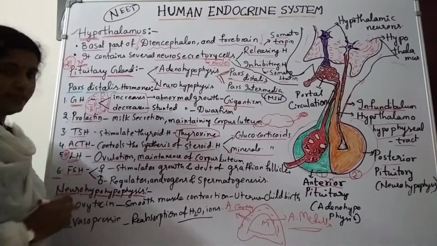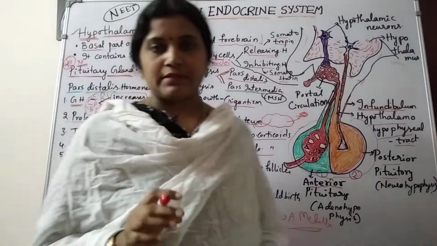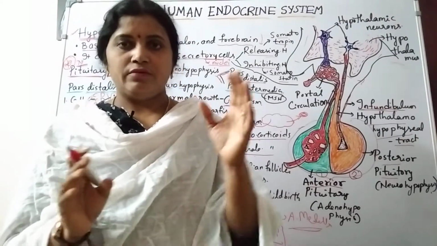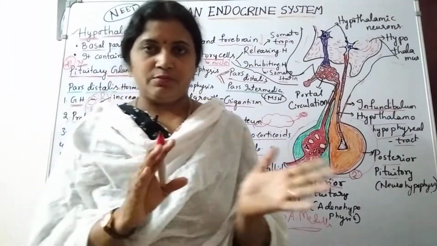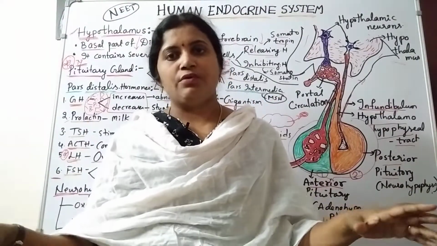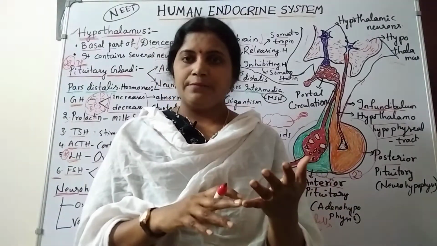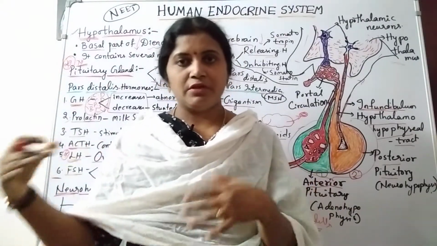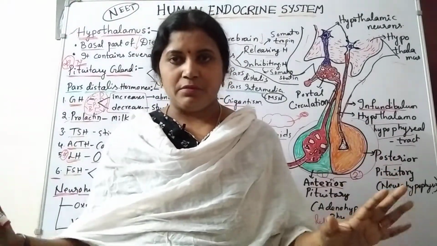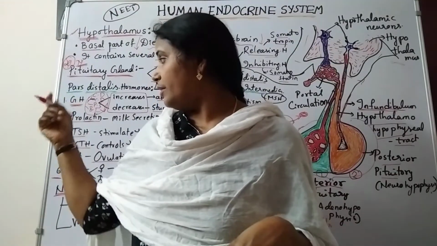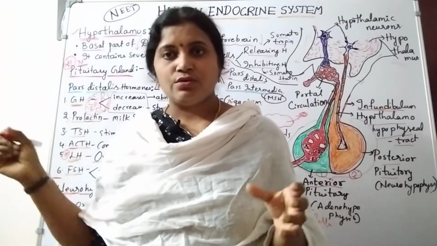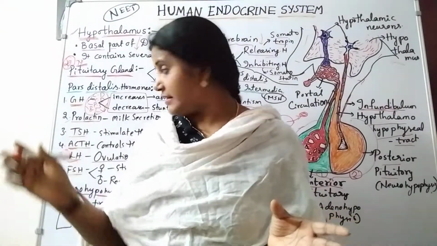Then follicle stimulating hormone. Follicle stimulating hormone is present in both males and females. Okay, see, some hormones will be separate and some will be common for both male and female. That means there are hormones common to males and females, and there are also special hormones. For example, males contain the testosterone hormone and females contain estrogen and progesterone hormones. These are specialized for males and females. But the common hormones are growth hormone, TSH, ACTH, LH and FSH. So these are common, except prolactin.